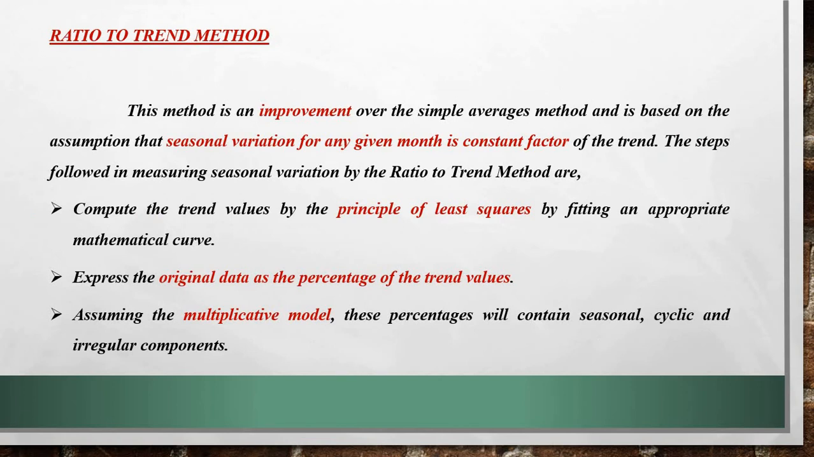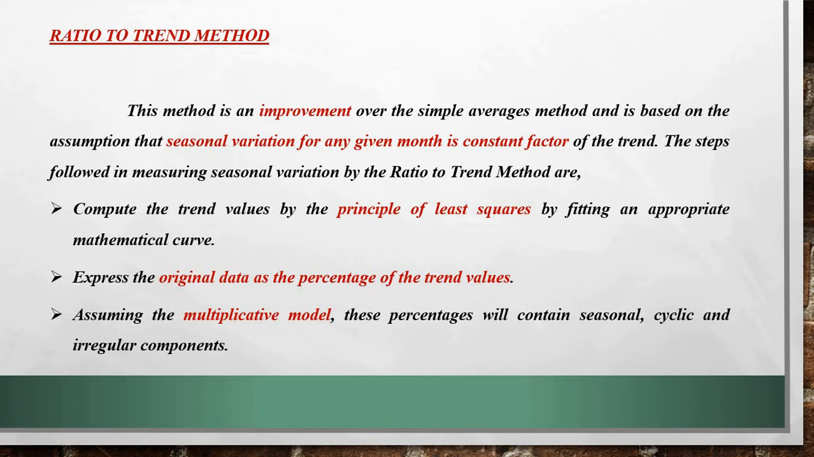Our next method is the ratio to trend method. This method is an improvement over the simple averages and is based on the assumption that seasonal variation for any given month is a constant factor of the trend. The steps followed in measuring seasonal variation by this ratio to trend method are: first, you compute the trend values by the principle of least squares method by fitting an appropriate mathematical curve.